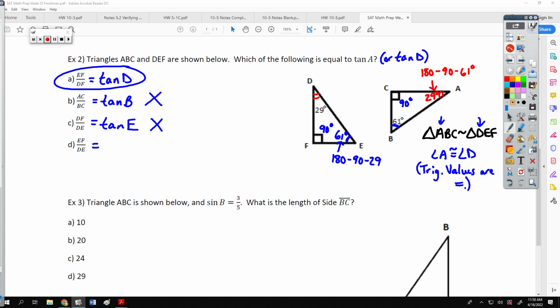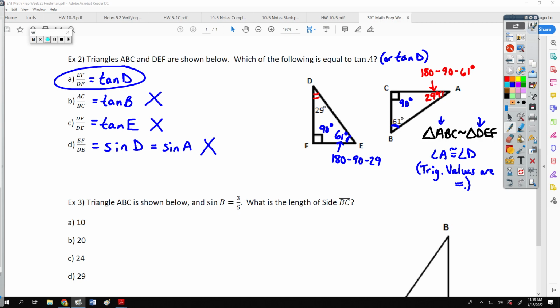And then EF over DE is actually the sine of angle D, which would be equivalent to the sine of angle A, but still is not what we need. So the only one of these that is equivalent to the tangent of A would be the one that is equal to the tangent of D, which is answer A. Okay, it's all about SOHCAHTOA at that point.